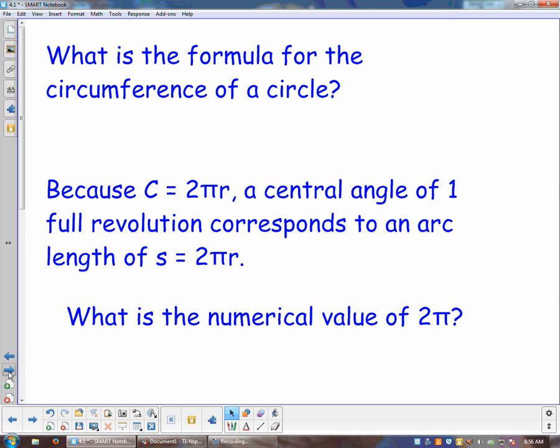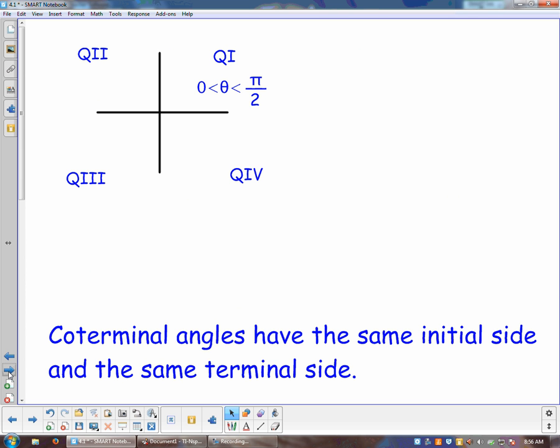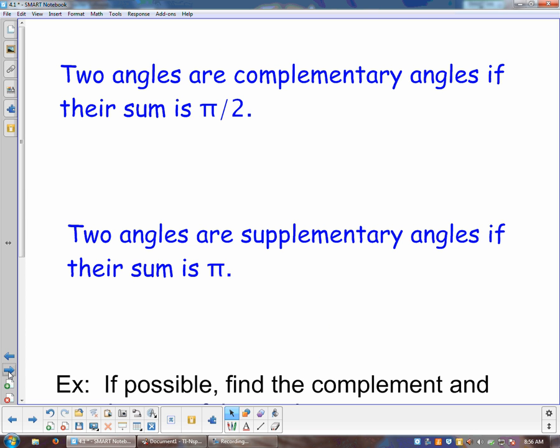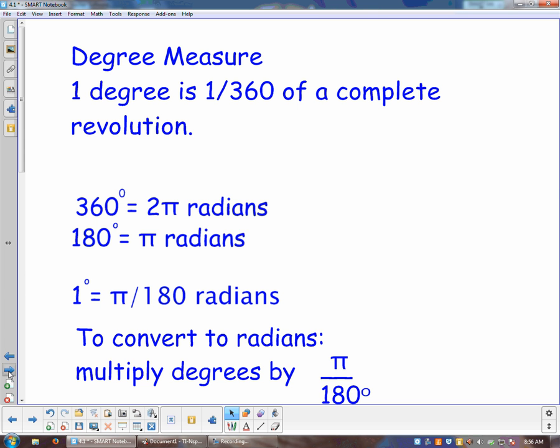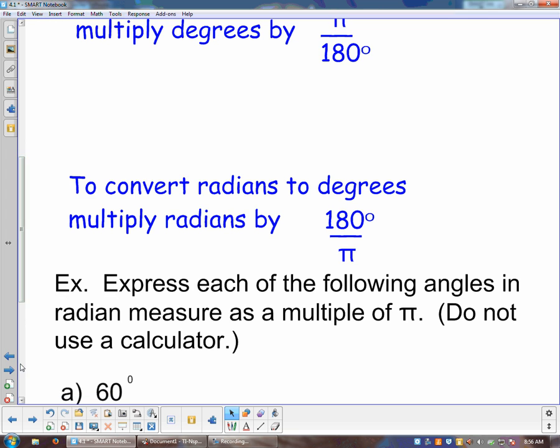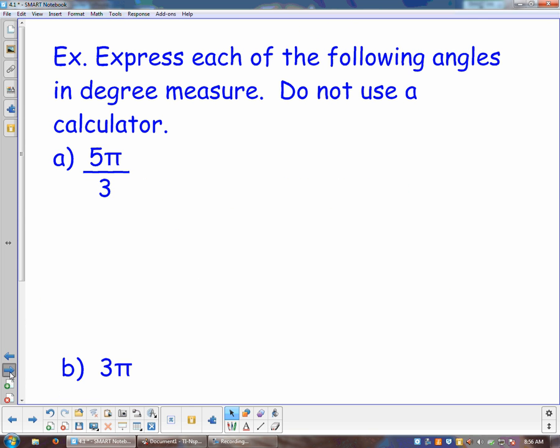We also looked at what the circumference of a circle is and what 2 pi is and so forth. We also talked about, if an angle measures 5 pi over 4, what quadrant it would be in. And we talked about how coterminal angles have the same initial side and the same terminal side. We talked about complementary angles and supplementary angles. So if you don't remember any of this information, please refer back to those videos from the Blended Learning Day assignment. We also talked about how to convert from radians to degrees and from degrees to radians on those videos.